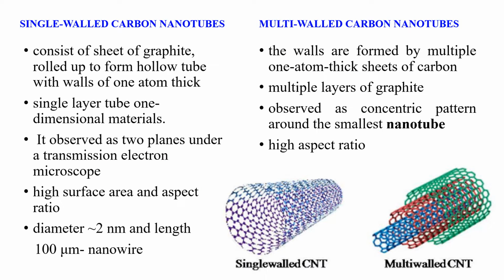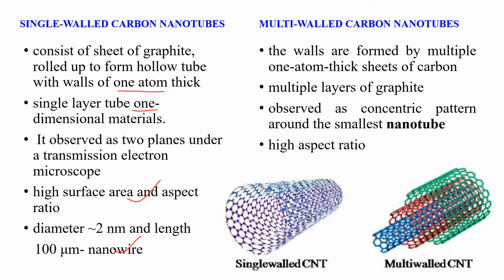There are two types of carbon nanotubes, single-walled carbon nanotubes and multi-walled carbon nanotubes. Single-walled carbon nanotubes consist of a sheet of graphite rolled up to form a hollow tube with walls 1 atom thick. They are single-layer, one-dimensional materials. It is observed as two planes under a transmission electron microscope. They have high surface area and aspect ratio. Its diameter is nearly 2 nanometer and length 100 micrometer. They are also known as carbon nanowire.